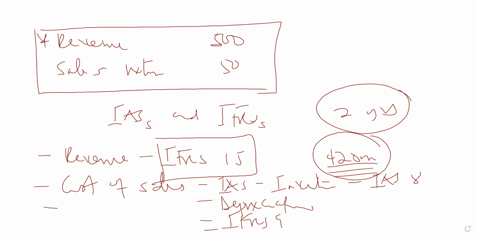So the next one is the gross profits. The gross profits, then we can have other income. The other income can be profit on sale of assets. It can also be finance income. It can also be any other form of income.